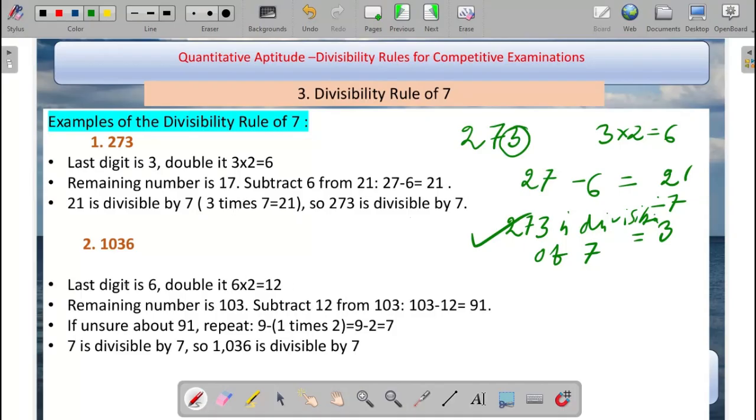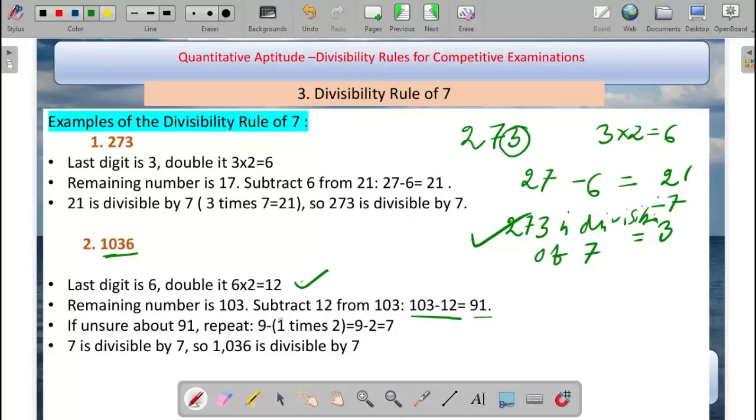Now here is another example, 1036. Here the last digit is 6, so 6 into 2 is 12, and the remaining number is 103. Now 103 minus 12 is 91. Now is 91 divisible by 7? We are not sure, this number is a little big, so we want to repeat the procedure.